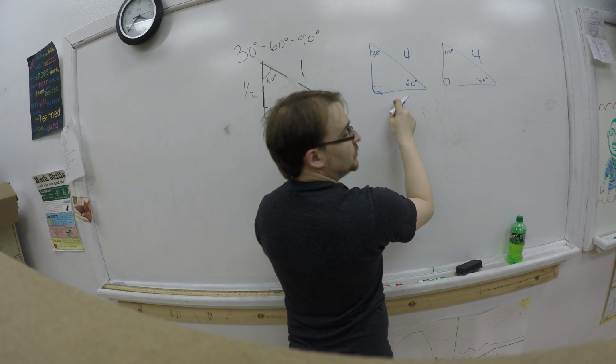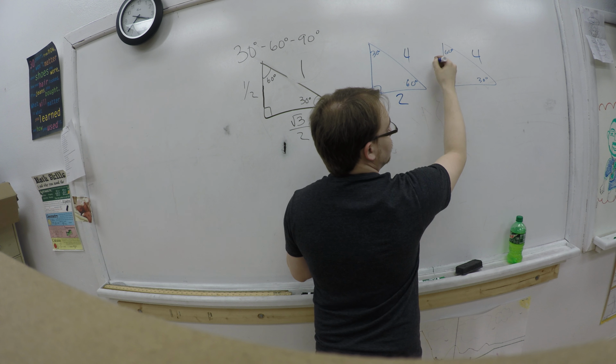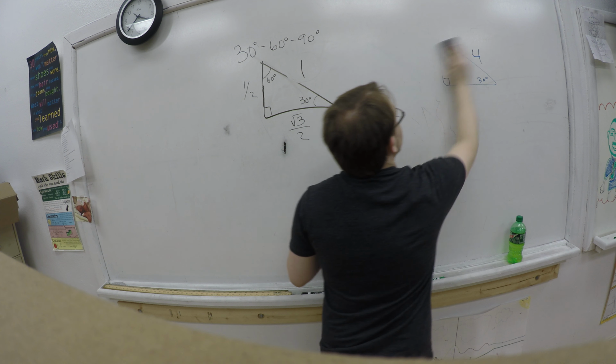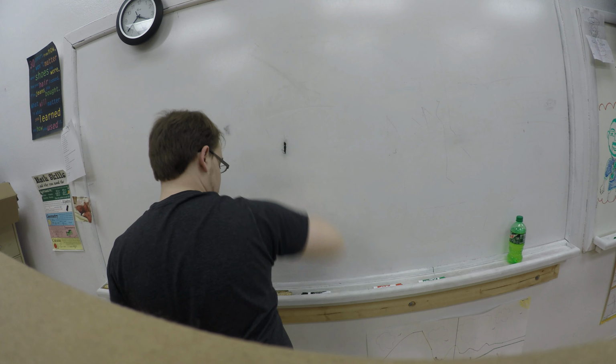The opposite of 30 is going to be? 2. The opposite of 30 is going to be? 2. All right. So those are your special triangles.